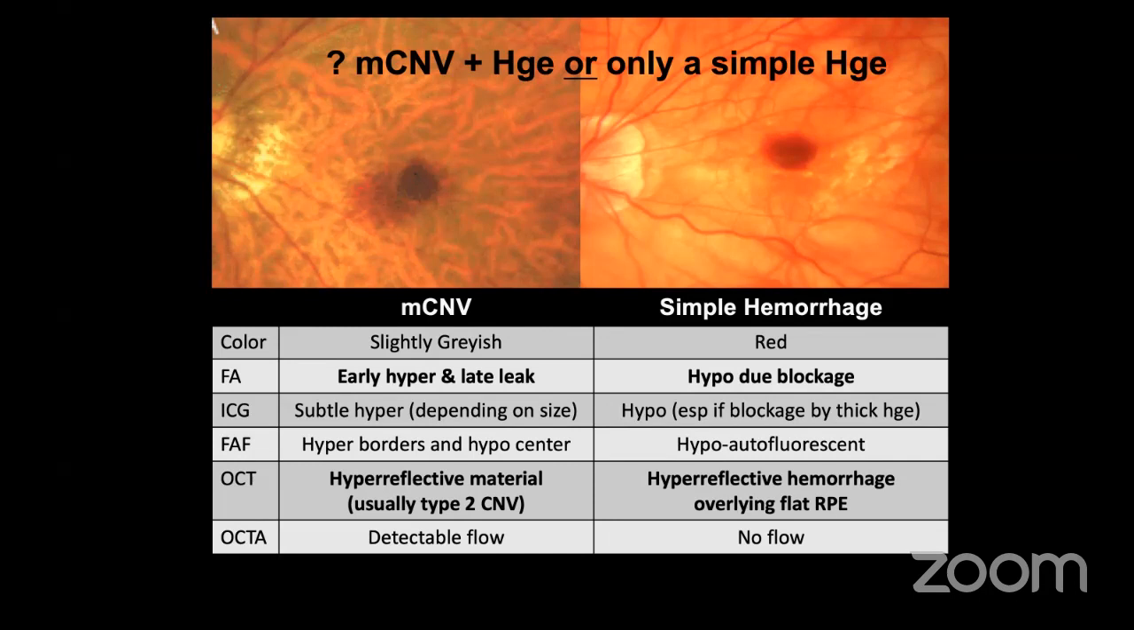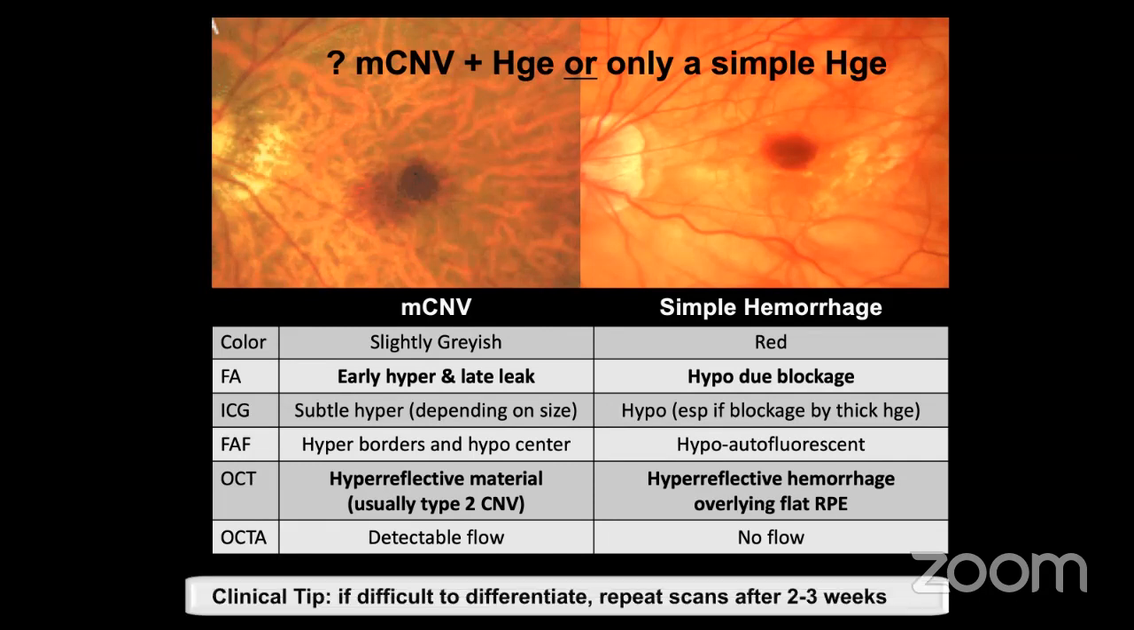And my feeling, the best thing to do is to repeat the scans later on after 2 to 3 weeks. The theory behind that, if it's a simple hemorrhage, usually it will just get less in size and improve a little bit. But if it's a CNV, you may see worsening of the amount of the fluid or the exudative changes.